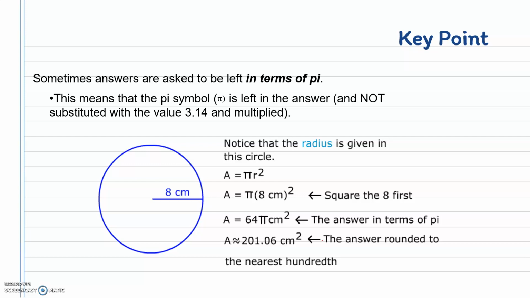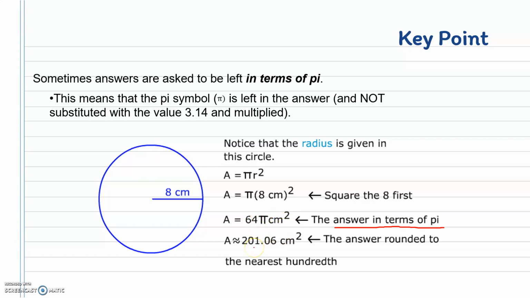Another key point, sometimes we are asked to leave our answers in terms of pi. That means that the pi symbol is left in the answer and not substituted with the value 3.14 and multiplied. If you notice in this example, the radius is given. If we're trying to find the area, we will square the 8 first, so 8 times 8, which will give us 64. Now, if you want your answer in terms of pi, you will just write 64 pi centimeters squared. So that's your answer: your pi, and your units.